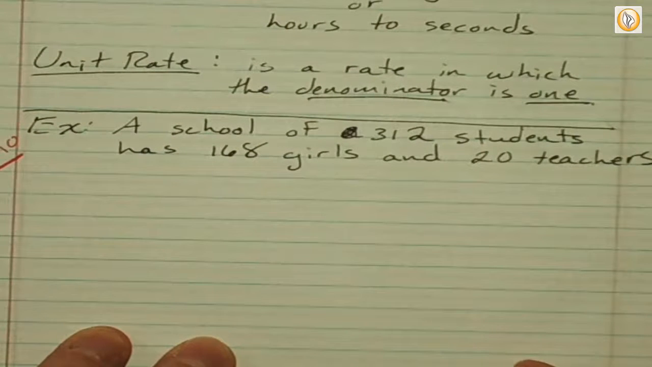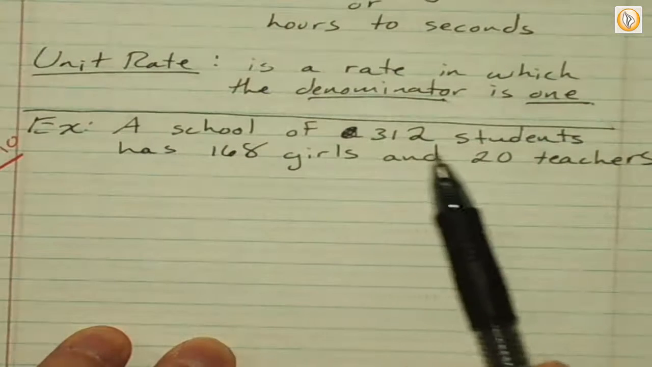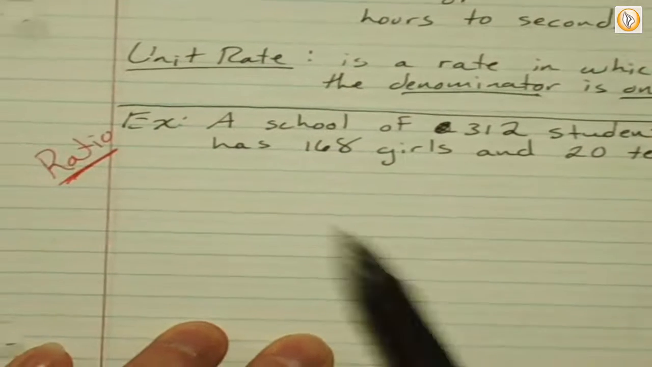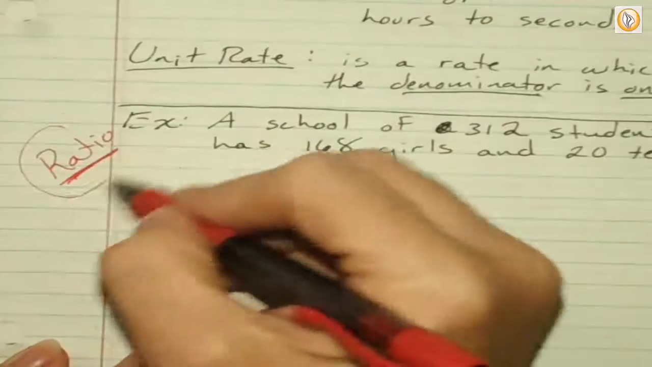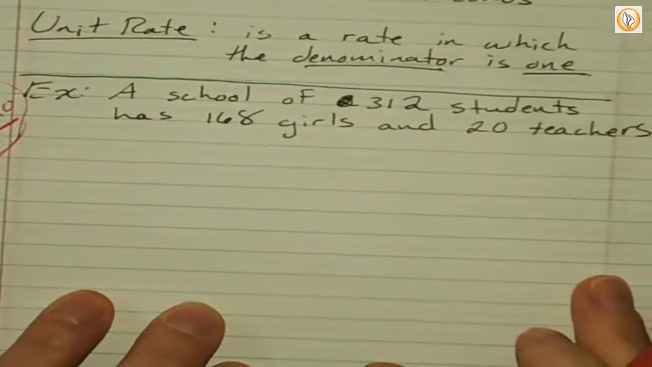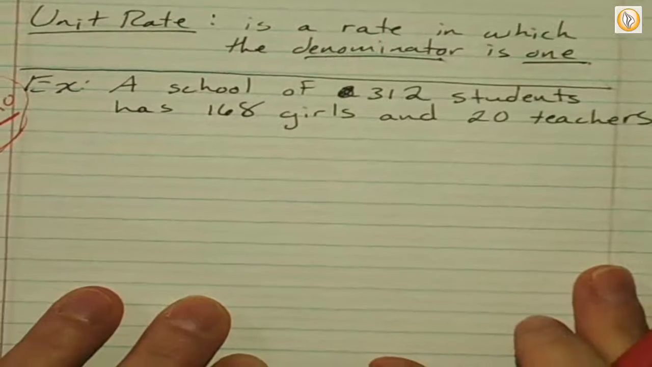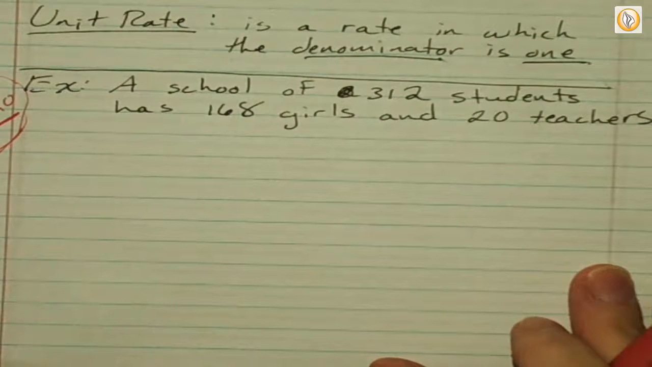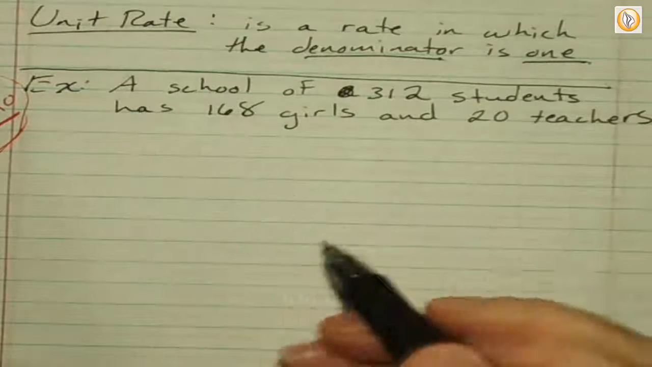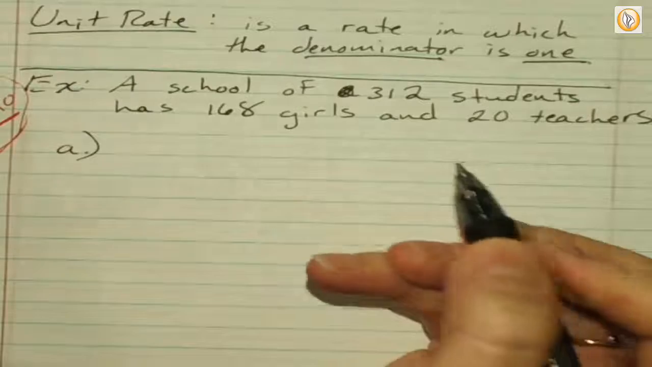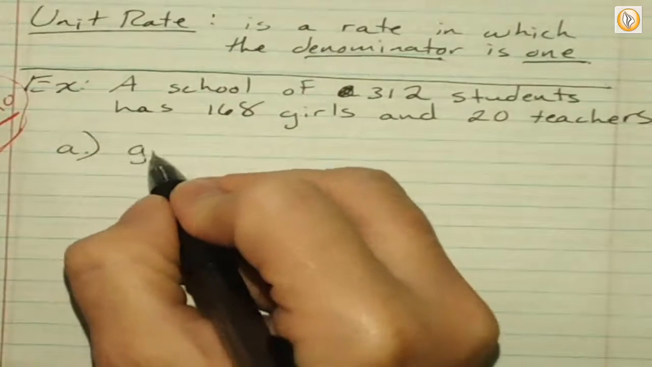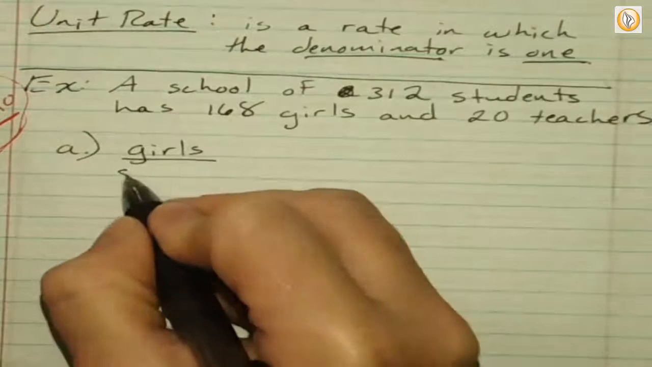Okay, so Valeria, here's the example. A school of 312 students has 168 girls and 20 teachers. This is an example of a ratio. Make sure you see that. Y'all need to make sure y'all write that too. I'm going to have to write a little bit smaller. Okay, y'all have that? This is the information they give you. We're going to do A. What is the ratio of girls to students?